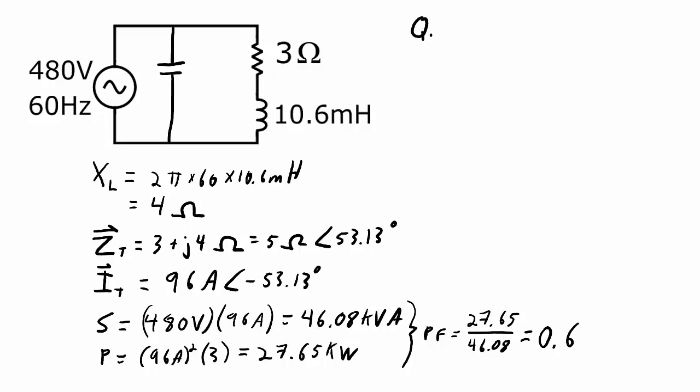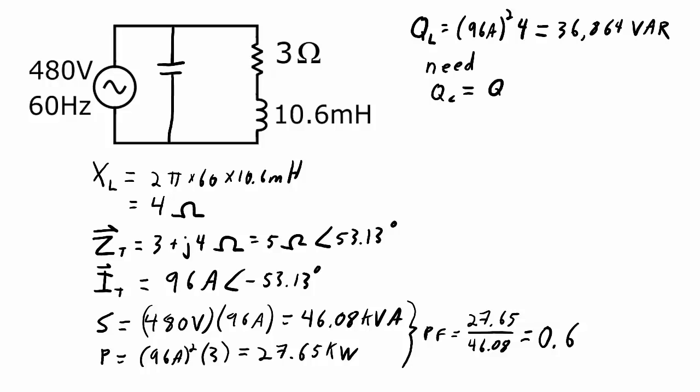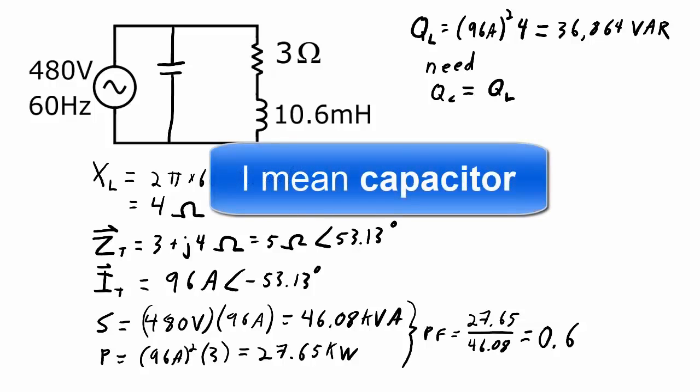The reactive power of that inductor is pretty easy to figure out. That is the current through it squared times the reactance of the inductor, and that works out to 36,864 var. So I need QC equal to QL. And I am putting this capacitor in parallel with my source.